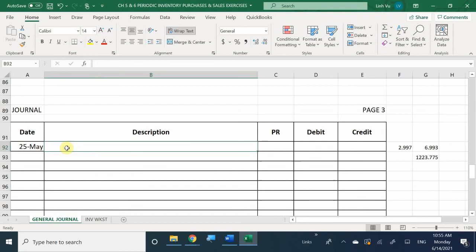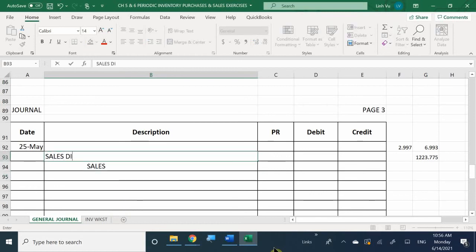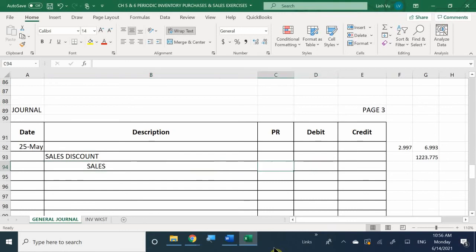The sale. Where are we going to place the sales discount? On top of sales. So we will put the original price and then we put the sales discount price. Okay, let me see. So sales, right? You said for the original price, right?